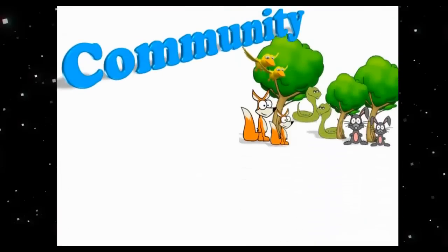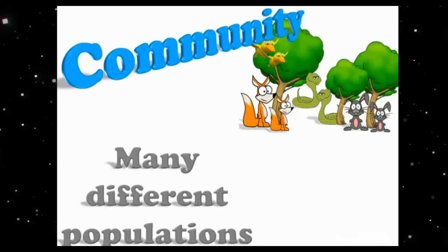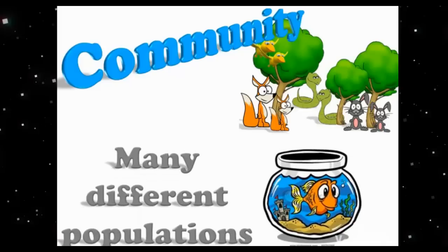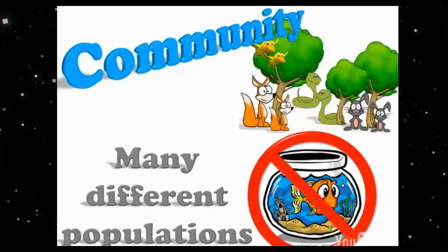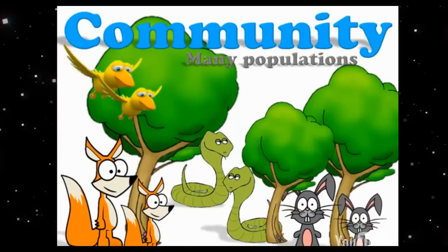So a community includes all the populations in an area. But would a fish tank be an example of a community? No, a fish tank includes living and non-living things. A community has all living things. So to recap, a community is many populations living together.